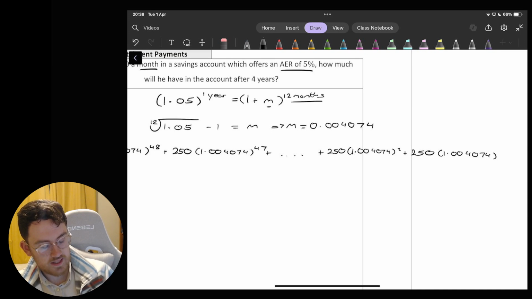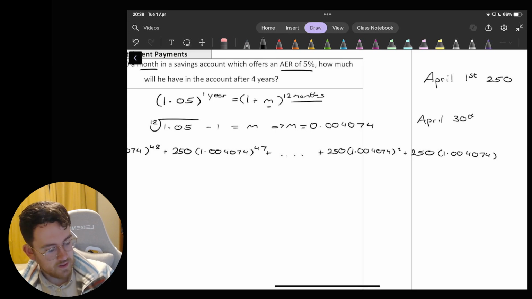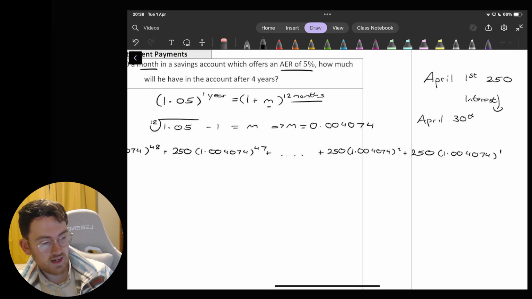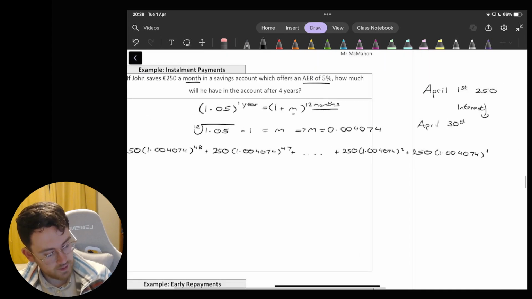So we have to think about, let's say we're at April now, so let's say we're looking at this situation now. If I put a payment in on April 1st today, if I put the €250 in at the end of April, okay, 30 days has September, April, yeah, so on April 30th, okay, that will have earned interest, because it's been sitting there for the entire month. So even the last payment there will still accrue 1 month's interest, okay.